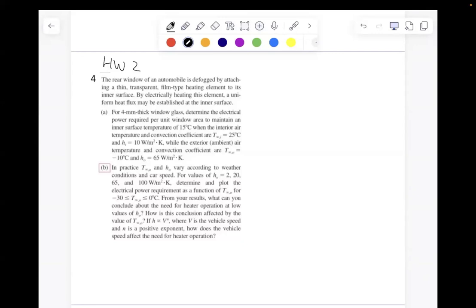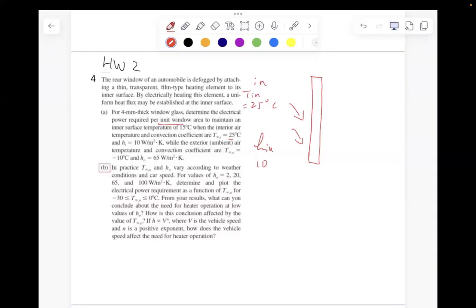So here I draw a physical diagram first. This would be the glass, and the surface area will be unit surface area, okay? The unit glass area, as the problem says, unit window area. And then the inner temperature is given at 25 C. The convection coefficient on the inner surface, h_in, equals 10. This is T_in equals 25.